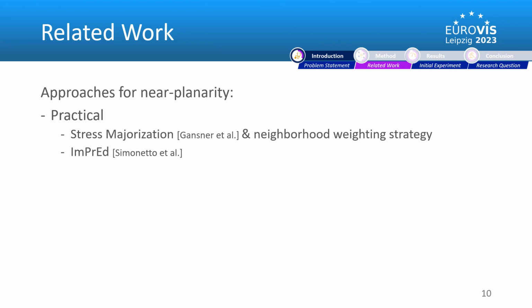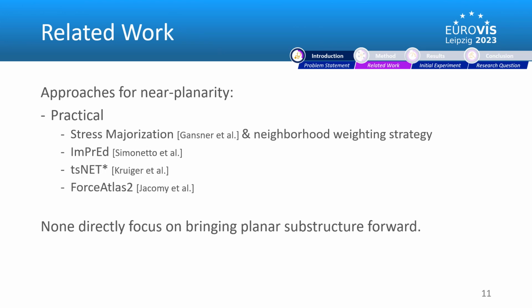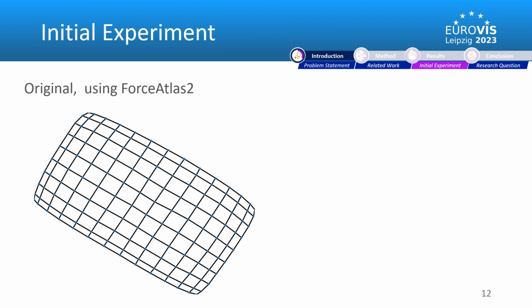Kruiger et al. showed with TSNet that the t-SNE projection technique could be used to construct high-quality graph layouts, with the option to allow for longer edges to exist. Lastly, Force Atlas 2 is a highly popular layout algorithm not specifically used for planar layouts, though it tends to create fairly decent drawings in general. The problem here, however, is that none of these techniques directly focus on bringing planarity forward. And that is where our initial experiments come into play.